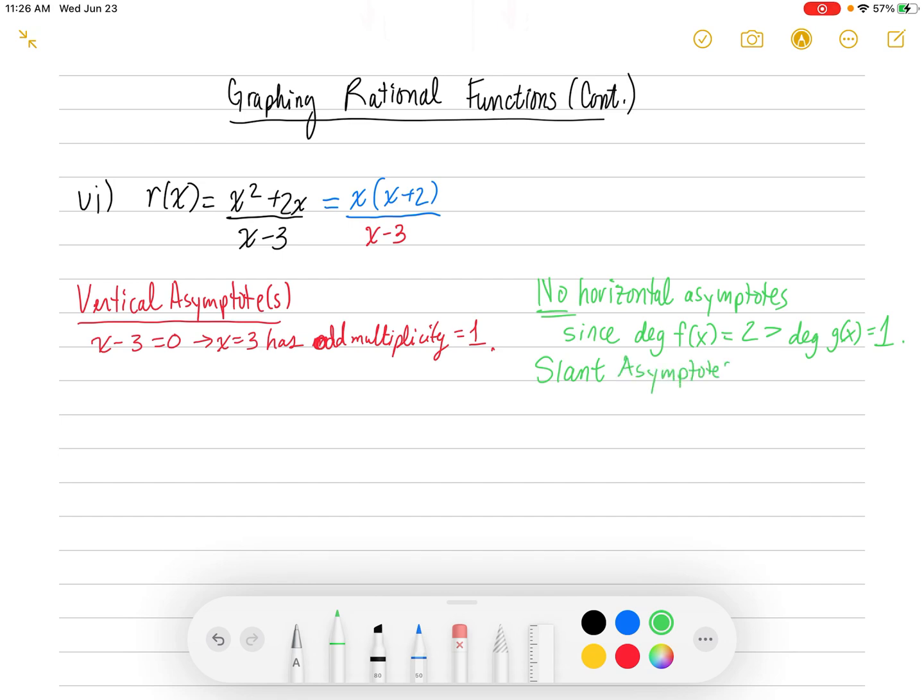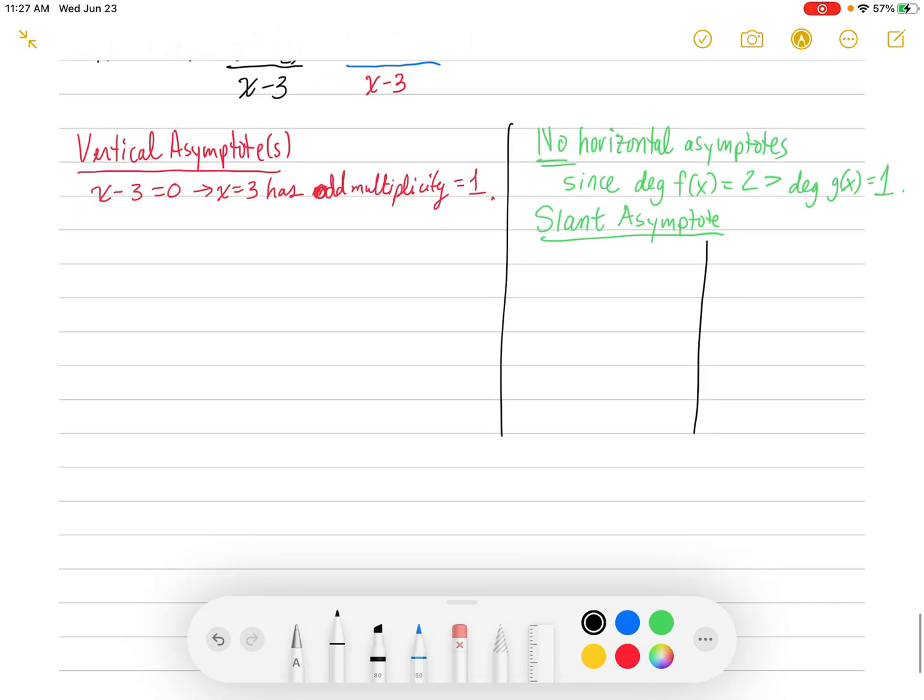Okay, so instead we're going to look at slant asymptotes, sometimes called oblique asymptotes. You'll have a slant asymptote when the degree of the top is exactly 1 more than the degree of the bottom. That's what we have here, right? 1 more than the degree of the bottom.